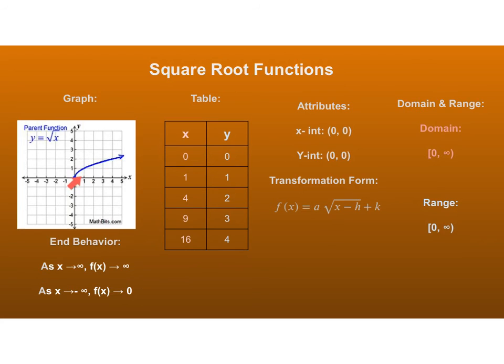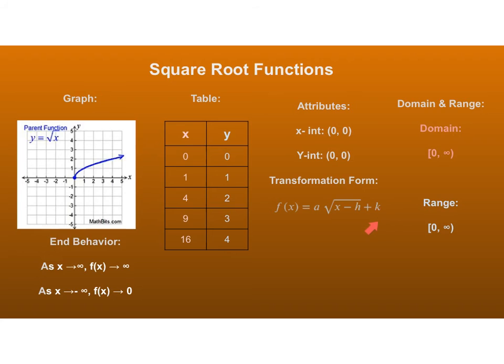So the end behavior here, as x approaches infinity, my y value is also increasing to infinity. As x approaches negative infinity, y is approaching 0, and y is not going to go any lower than 0 here for the parent function. So this has a starting point at 0, 0. So my x-intercept is 0, 0, and my y-intercept is 0, 0. The transformation form, this time a is in front of the square root, h is under the square root, and k is after the square root.